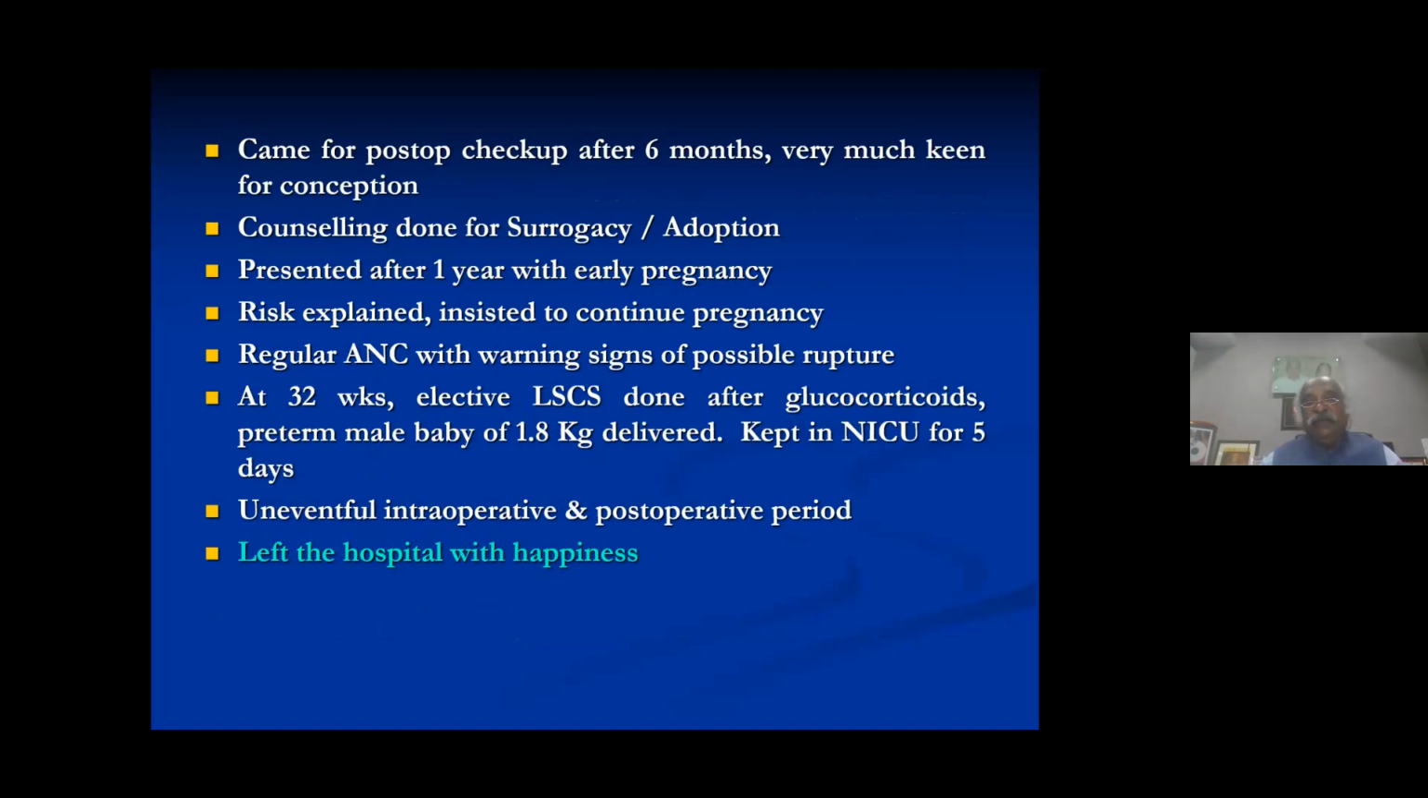Risk was explained, but she insisted on continuing the pregnancy. Regular ANC with warning signs of possible rupture. At 32 weeks, elective cesarean, elective LSCS was done.